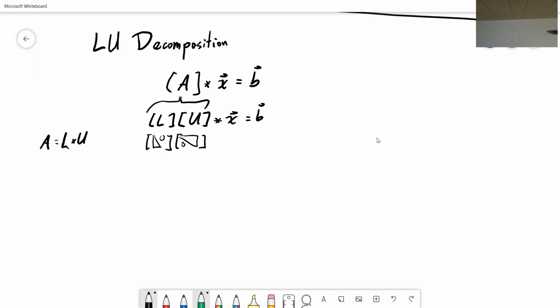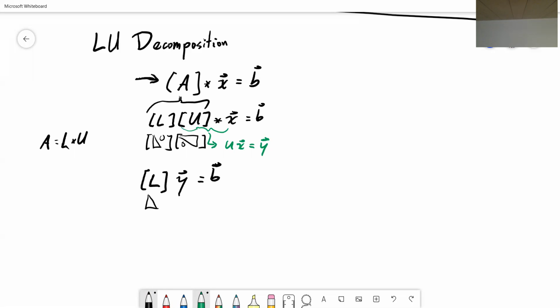And why do we care about this? Because we can call U times the vector X another vector. We can call it a vector Y, and we can write the problem above as L times Y equals B. So this is another linear problem. It has exactly the same structure as our original linear problem, and it has a particularity that the matrix of coefficients is triangular.